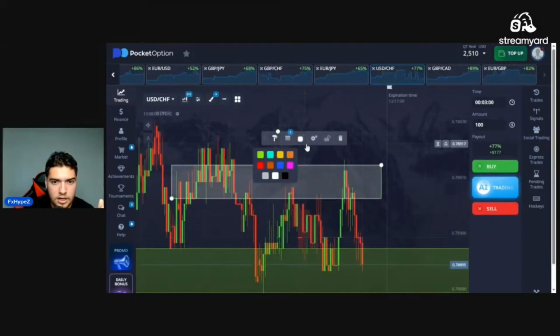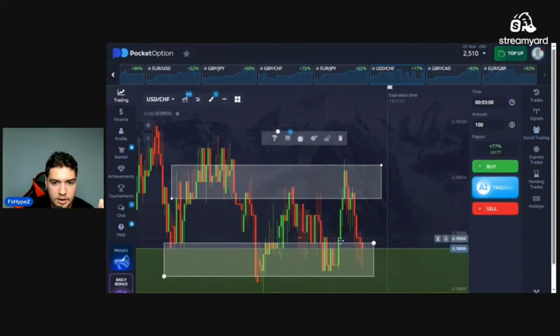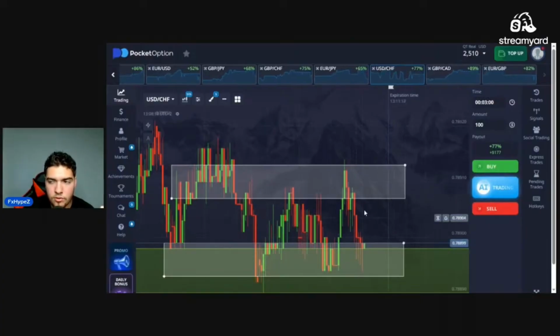And we can change that color, and then we have some support down here. And you can see price will probably, if it respects support and resistance, bounce in between these two ranges for a little while. And I think the sell that we took here was the right move.